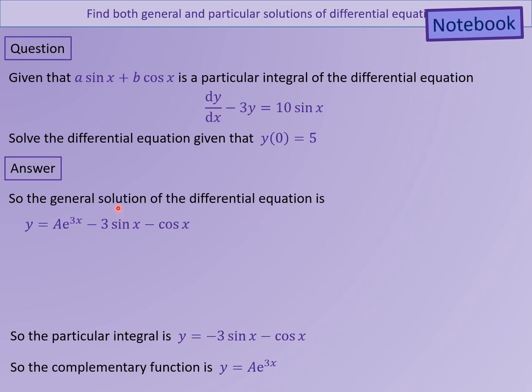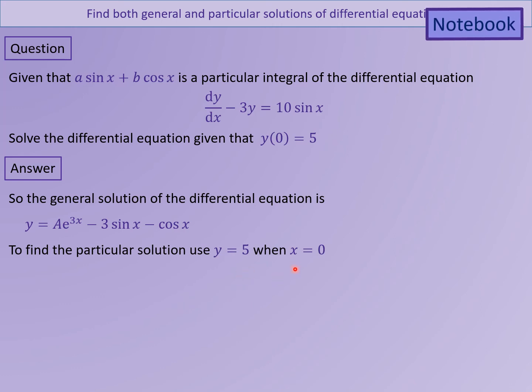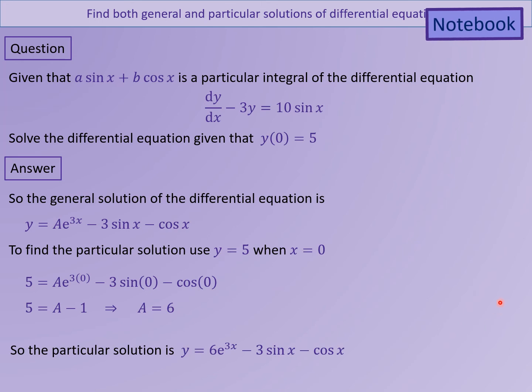Okay, so that's that first bit done. What I want to do now is, with the general solution, work out the particular solution, that is, what the A value is. I can do that by substituting x equals 0 and y equals 5. I can substitute both those values in. In this case, 5 equals A minus 1, and so therefore A must equal 6. I can put that back into my general solution, and there is my particular solution. And again, if you've tried substituting that in, it will definitely work because this bit will cancel out.